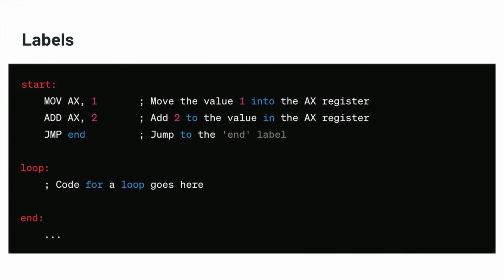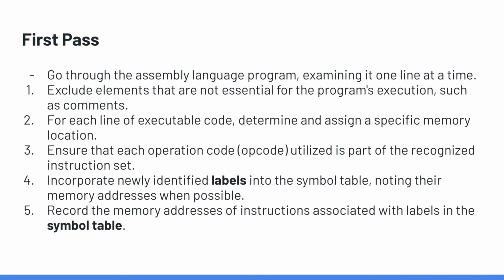Now, labels essentially are organizational tools for breaking up an assembly language program. In this case, start, loop, and end are labels. And with every label, there is certain code that's associated. For example, with the start label, we'd have this code circled in red associated. Now, we're going to look at each pass individually.